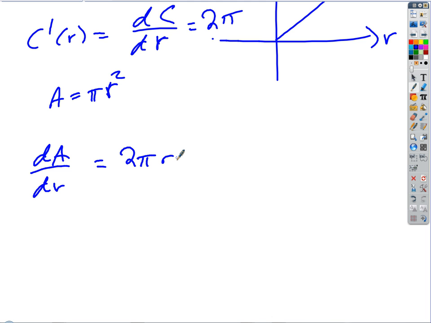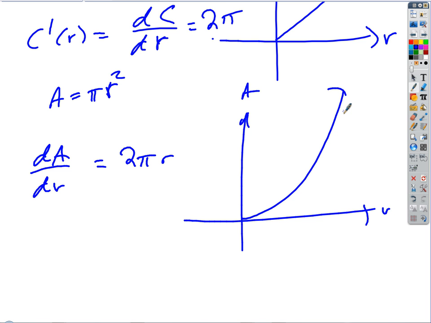If we were to graph the function a versus r, pi r squared, isn't that going to look something like that? It's parabolic, right? It's r squared. It's quadratic. And so you can see that the slope of the tangent line is increasing as r increases. That's what the derivative is telling us, right? Isn't that cool? That's pretty good stuff.